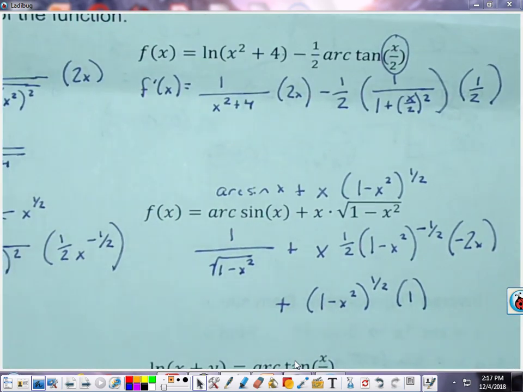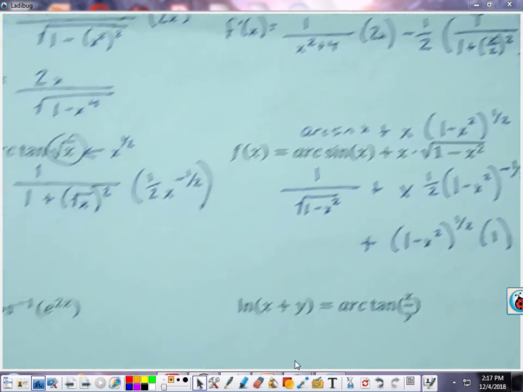Okay. And that's the gross answer. It can actually be made very, very beautiful. But I'm low on time, so I'm not making things beautiful. I'm just taking derivatives. Okay? All right.